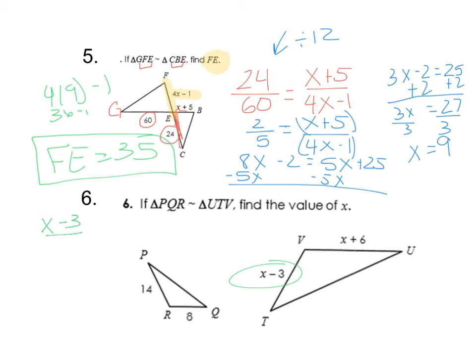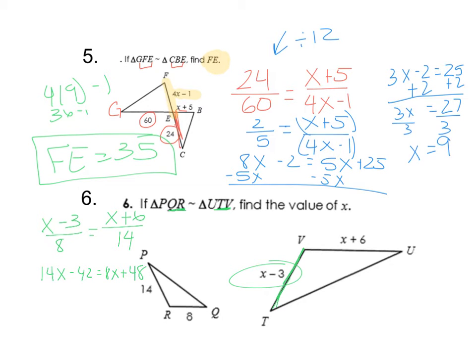Minus 3 over. All right. That is VT, right? VT is the second two. So that goes with QR. QR is 8 equals. So I started with my right triangle, so then x plus 6, which must go with 14. Again, cross multiply. So 14x minus 42 equals 8x plus 48.